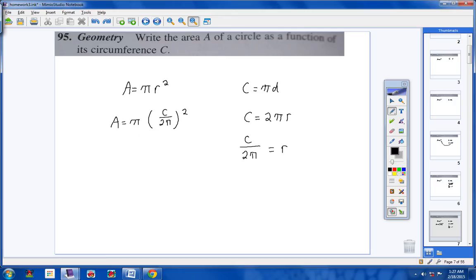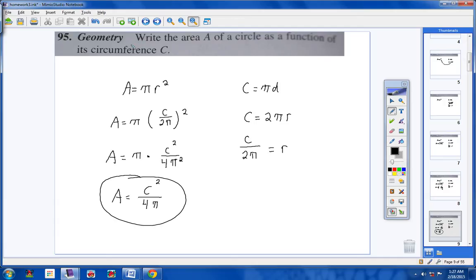Okay, let's go ahead and simplify. I'm going to square the c, square the 2, and square the pi. And if you do that, you get c squared over 4 pi squared. Now, put this over 1, and then multiply. Your pi is going to cancel with your pi here, leaving you with 1 pi down here. So 1 times c squared, 1 times 4 pi. So you're going to end up with c squared over 4 pi. Okay? C squared over 4 pi. So we did it. We have area in terms of circumference.